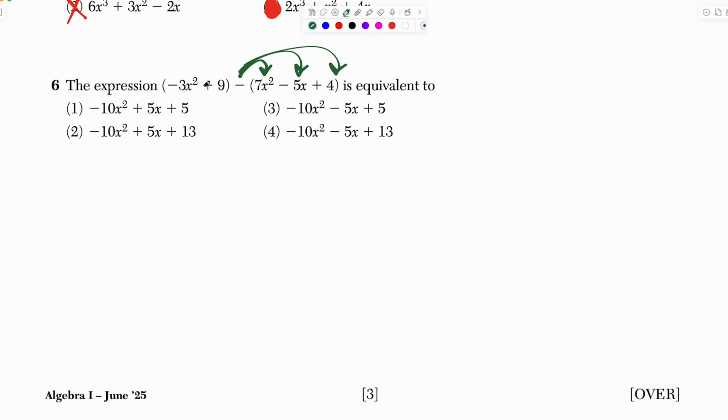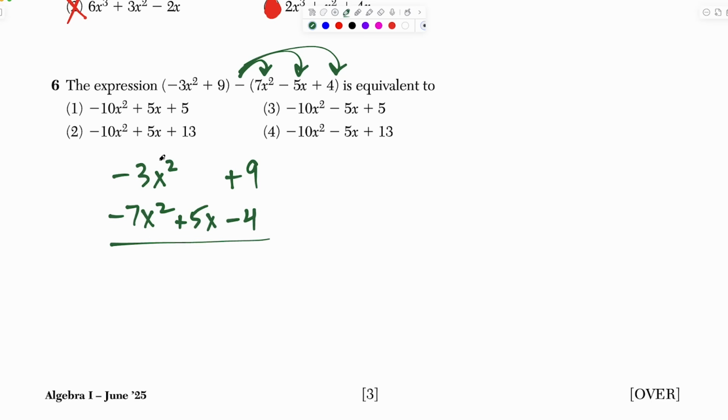Okay, so for this, I like to do this. I go negative 3x squared plus 9, and I'm going to give a little space here, and you'll see why in a moment. So we're going to send the negative through, and that makes this a negative 7x squared, and then minus 5x becomes plus 5x, and then minus positive 4 becomes minus 4. So when you send the negative through, it changes the sign of everything inside.